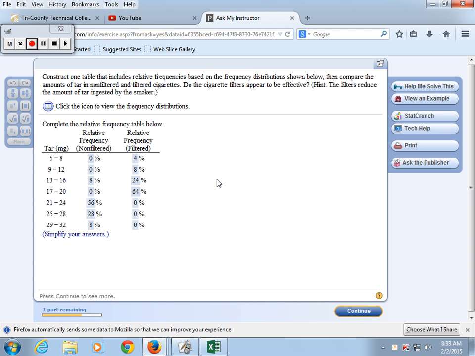Is that all it's going to ask? Oh, okay. I didn't know if it was going to ask you something. Okay. Do the cigarettes appear to be effective? It says construct an online table.